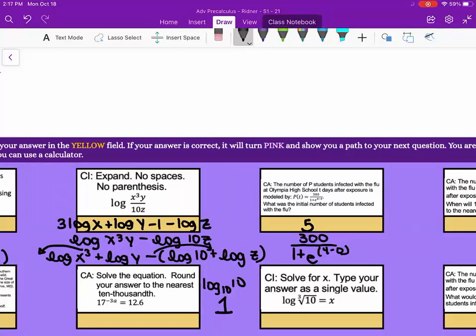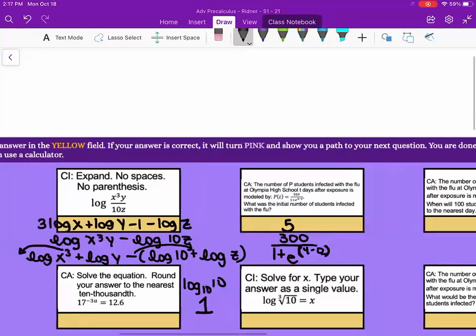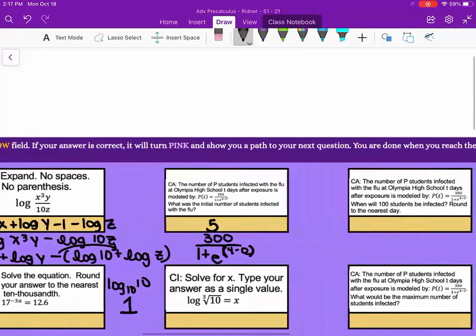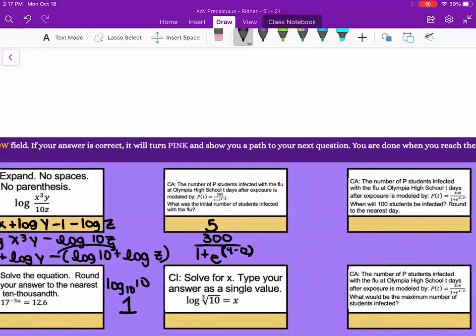But that's what I would type in Desmos. I know some of you had a hard time keeping the T or the X up in the exponent. If that is the case, use that extra set of parentheses that I added there. And that should keep T up in the exponent.